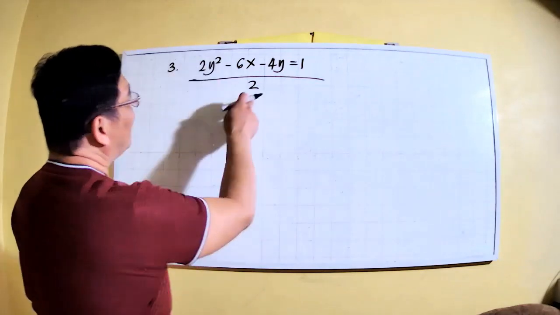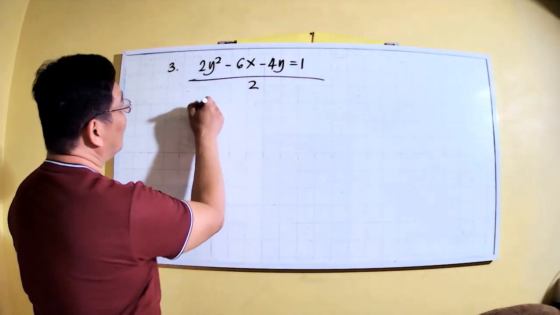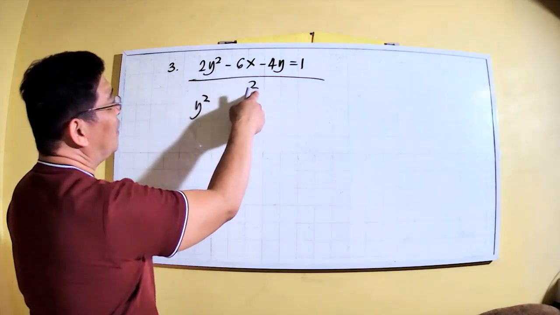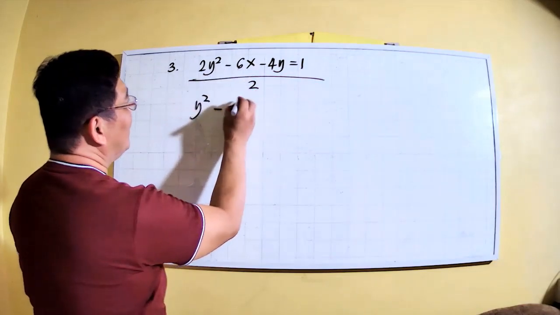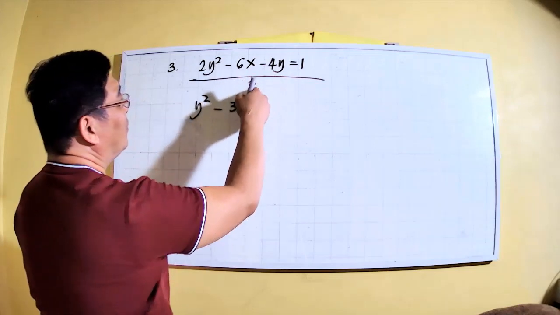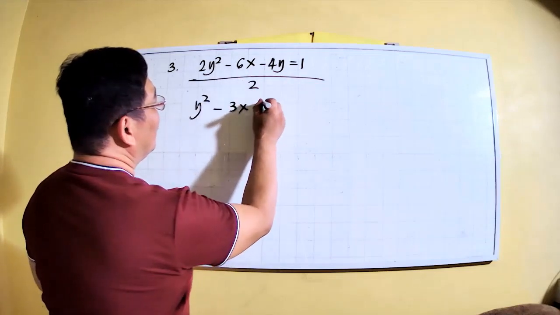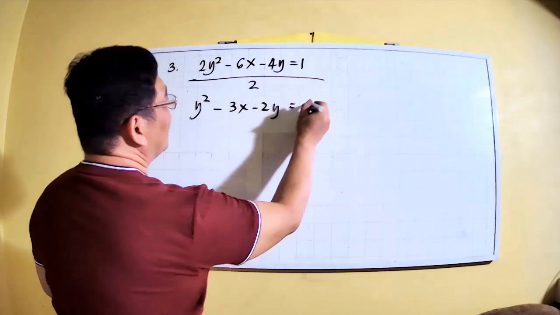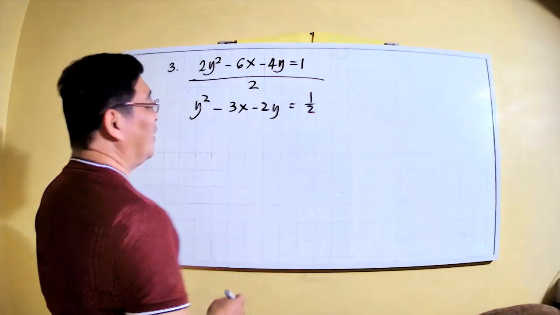So 2y squared divided by 2 is equals to y squared. Negative 6x divided by 2 is negative 3x. Negative 4y divided by 2 is equals to negative 2y. 1 divided by 2 is equals to 1/2.